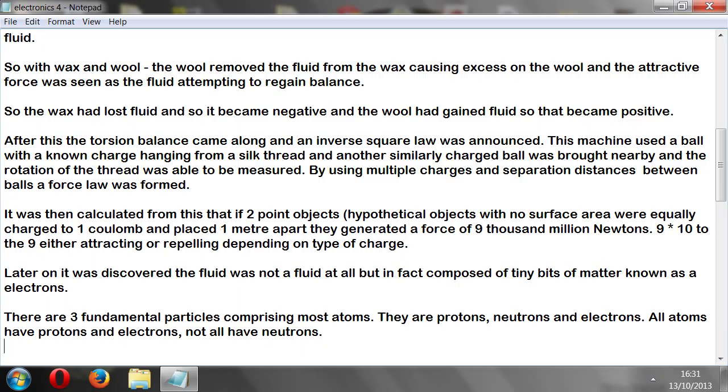Okay, so later on, this stuff was happening sort of at the start of the 18th century. Later on, probably about 100 years later or something, it was discovered the fluid was not fluid at all, but in fact composed of tiny bits of matter known as electrons.